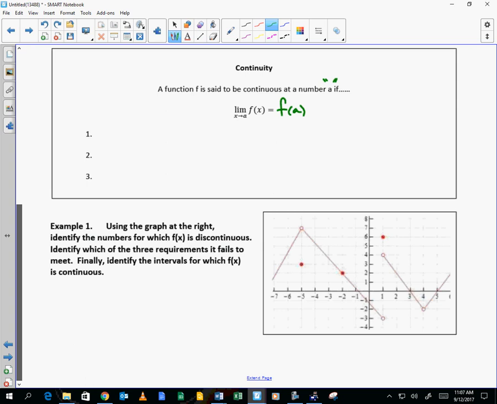And so I'm a big proponent. I don't know if your textbook really lays this out real clearly, but I'm a big proponent of the three conditions that it satisfies. Number one, f of a must exist. So when you plug something in, you better get an output. If you don't, then there's no way that it's continuous. Second of all, the limit as x approaches a of f of x must exist.